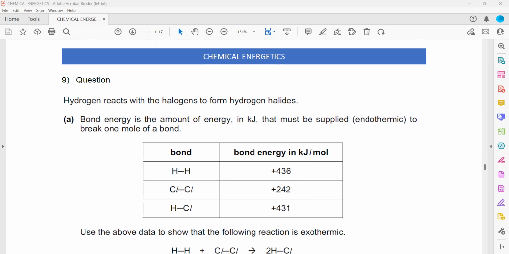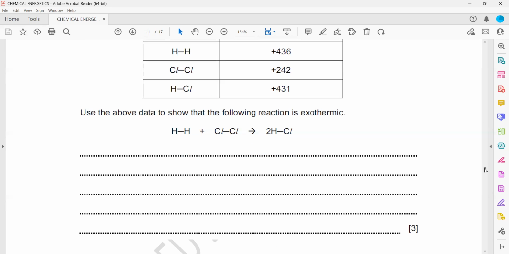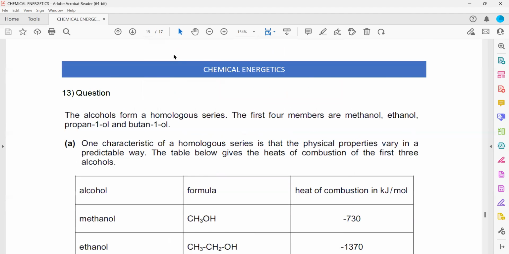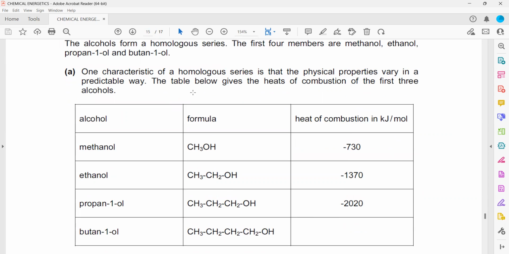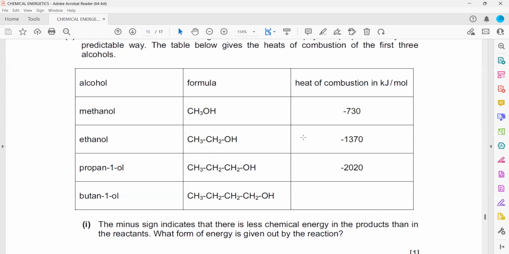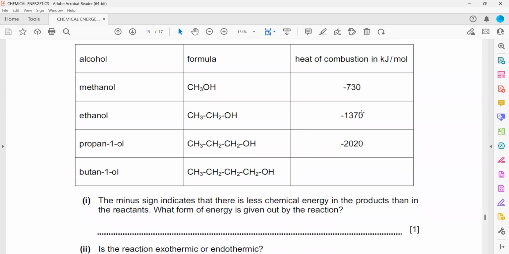Then next is question 13. In question 13, alcohols form a homologous series, the first 4 members are methanol, ethanol, propanol, butanol. One characteristic of these homologous series is that the physical properties change in a very predictable way. Like we can predict the next member, what will be the boiling point, what will be the heat of combustion. The first alcohols are shown: methanol, ethanol, propan-1-ol, and butan-1-ol. The negative sign indicates that this reaction is exothermic. Higher negative means more energy is released.